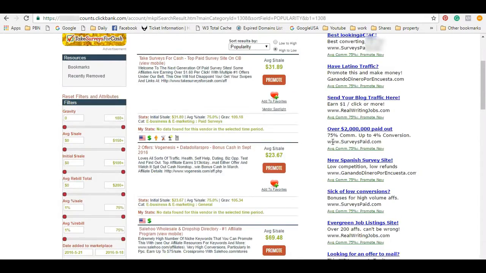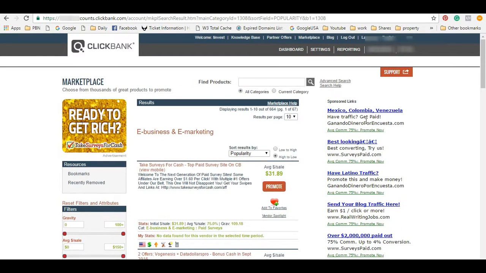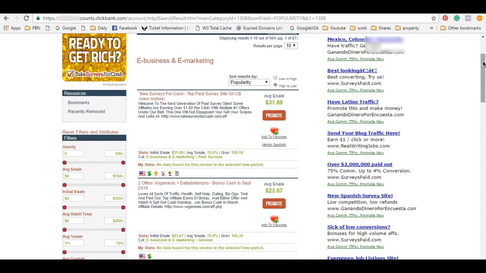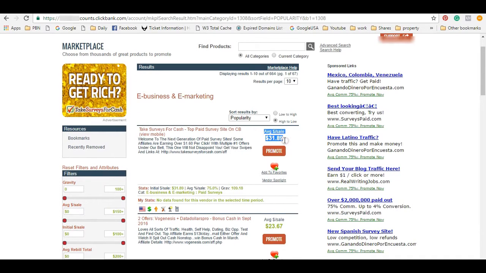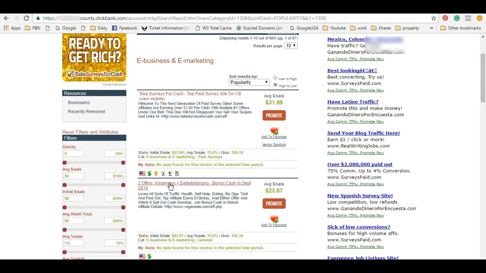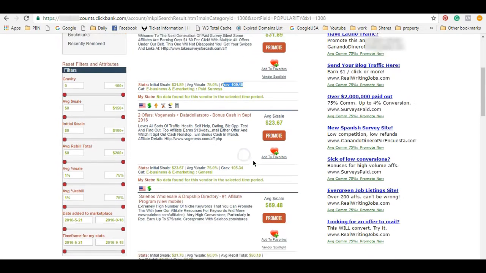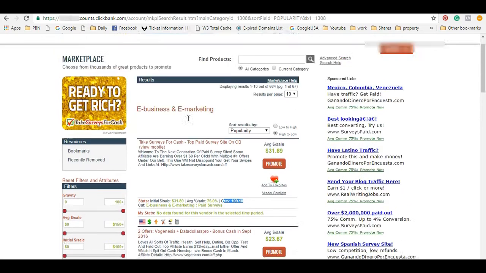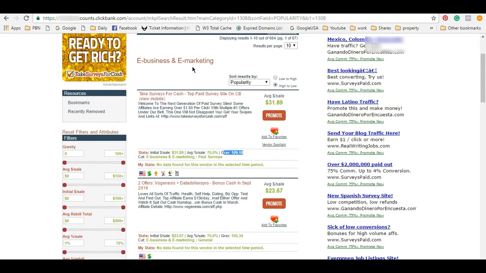But so on ClickBank, straight away I've clicked on e-business and e-marketing. Okay, so a good thing to look at is the gravity, and also the average percentage per sale. Okay, do they still do gravity? Oh yeah, gravity 109.18, 105. So these generally tend to come up at the top. They're the best sellers anyway, from what I remember.